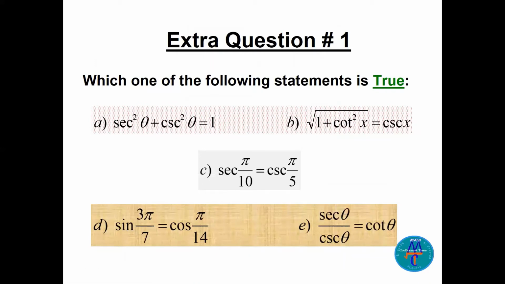Let's look at extra question number 1. Which one of the following statements is true? We have 5 answers there. This is like a multiple choice: A, B, C, D, E. Secant squared of theta plus cosecant squared of theta is equal to 1, or square root of 1 plus cotan squared of x is equal to cosecant of x, or secant pi over 10 is equal to cosecant pi over 5, or sine 3 pi over 7 is equal to cosine pi over 14, or secant theta divided by cosecant theta is equal to cotan theta. Now you can take a minute, please, to check which one is true, which means we have 4 false.